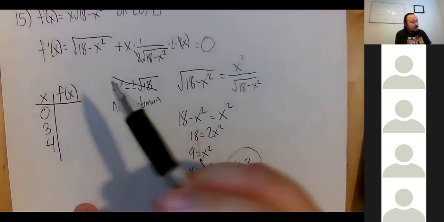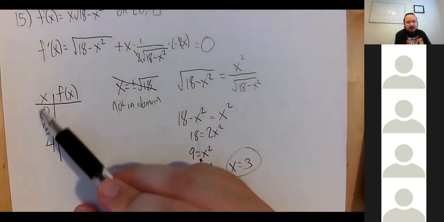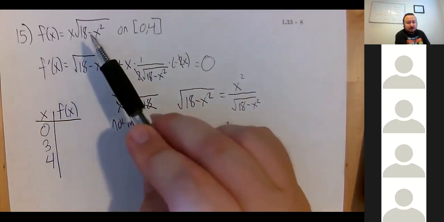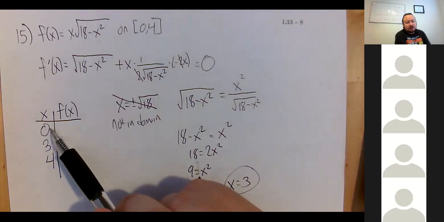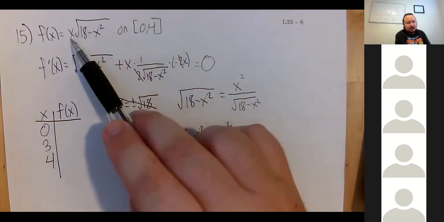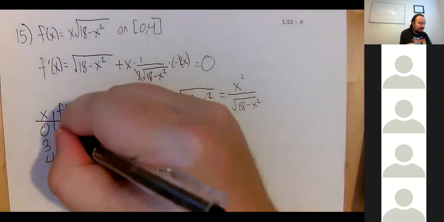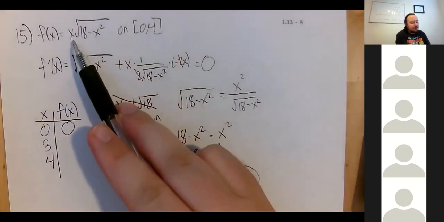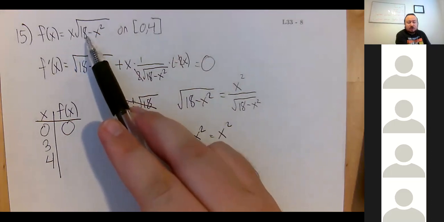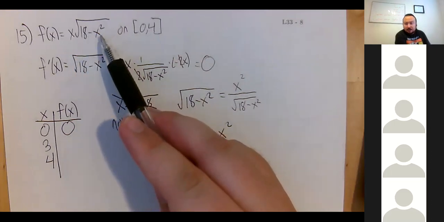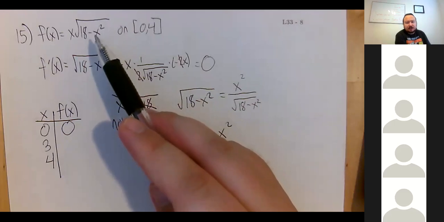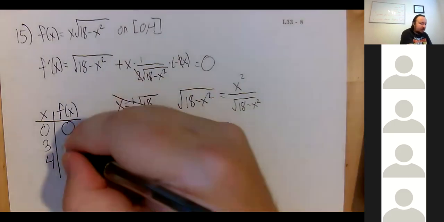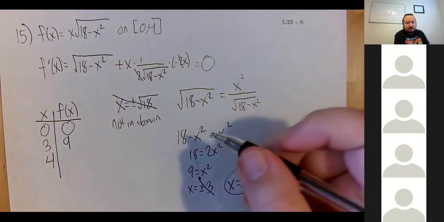All right. So now what I'm going to do is I'm going to plug these into the original function. Remember, don't just plug these into the derivative, plug them into the original function here. If I plug 0 in for this, well, I definitely get 0 because there's a 0 there. If I plug 3 into here, I have 3 times the square root of 18 minus 9. Now 18 minus 9 is 9, and the square root of 9 is 3. So we would get 3 times 3 would be 9.